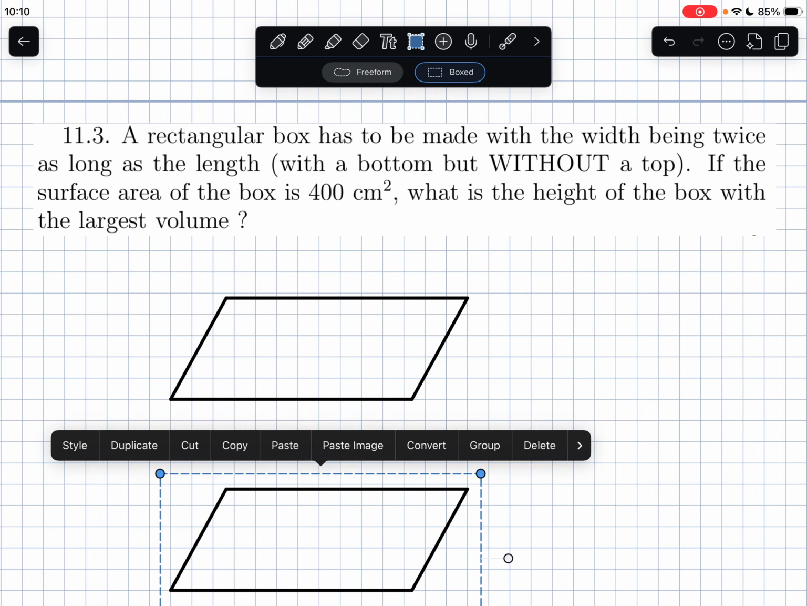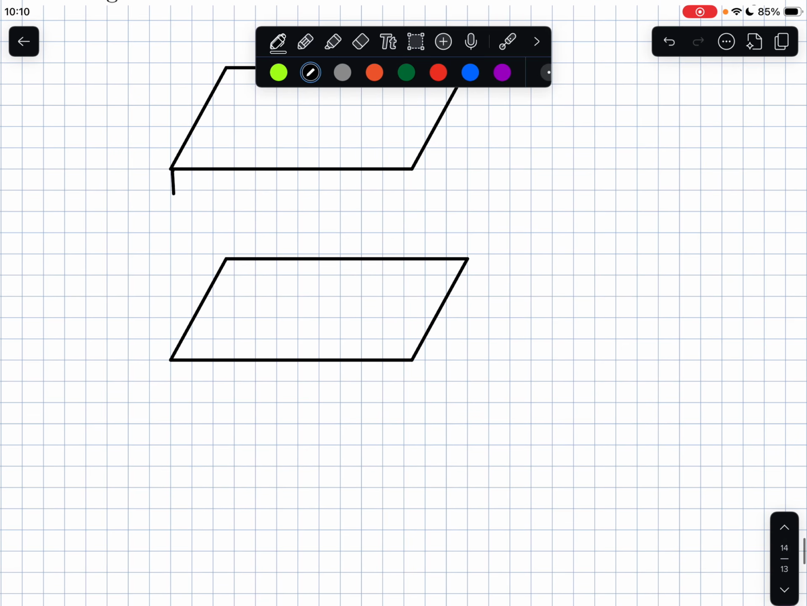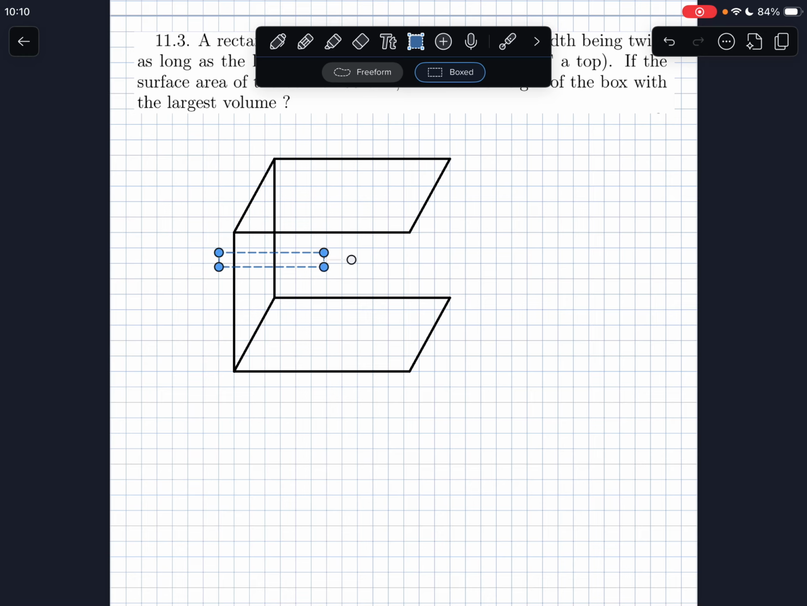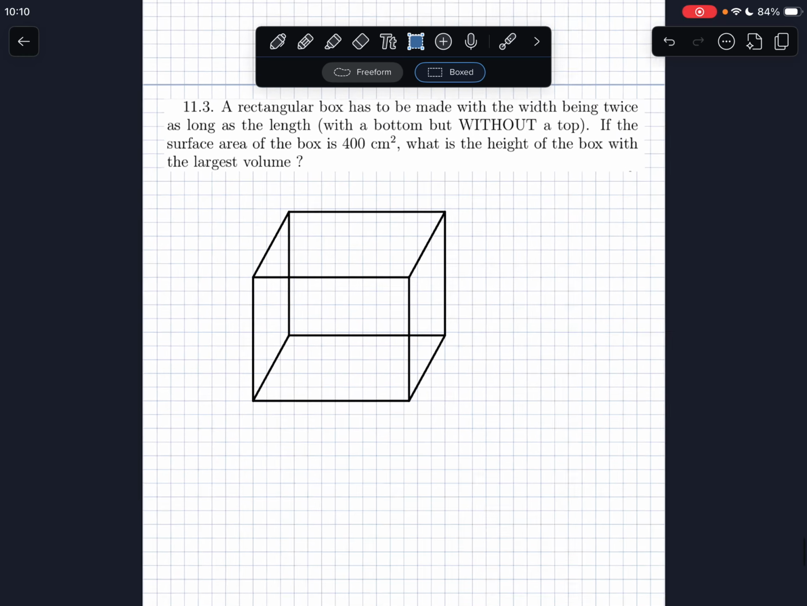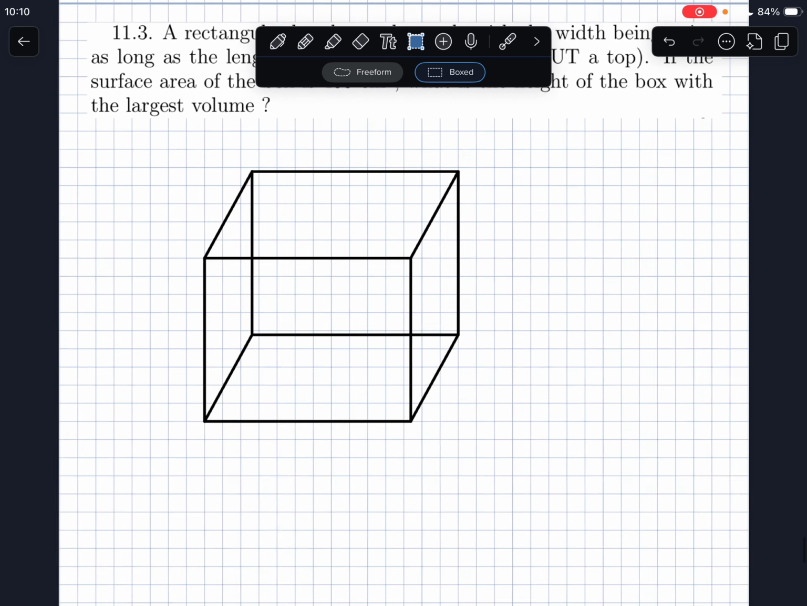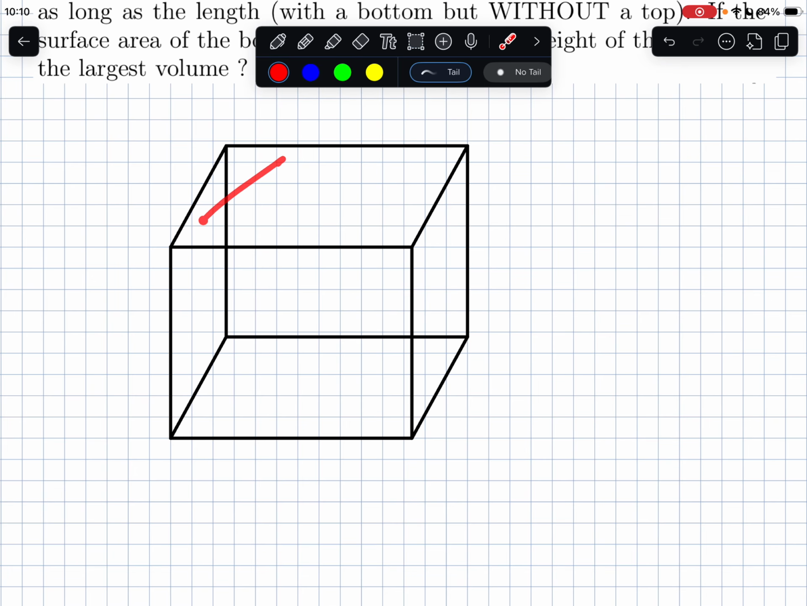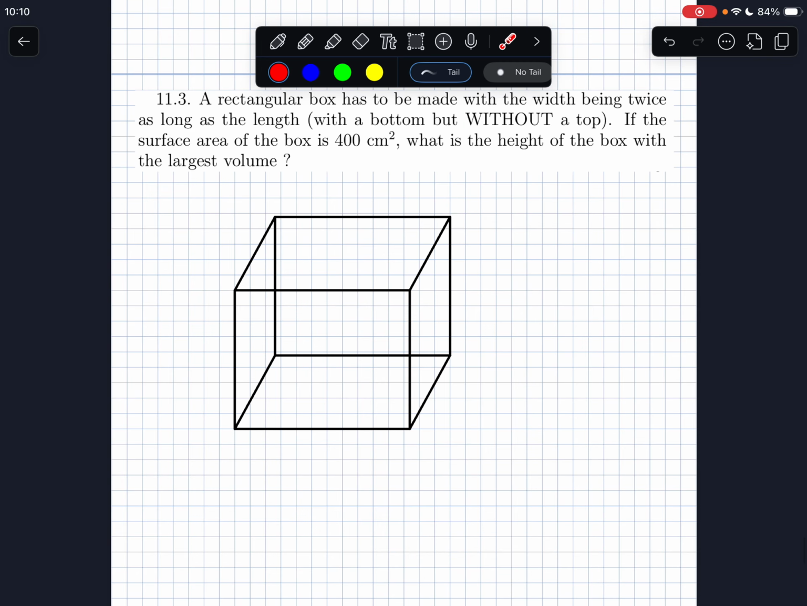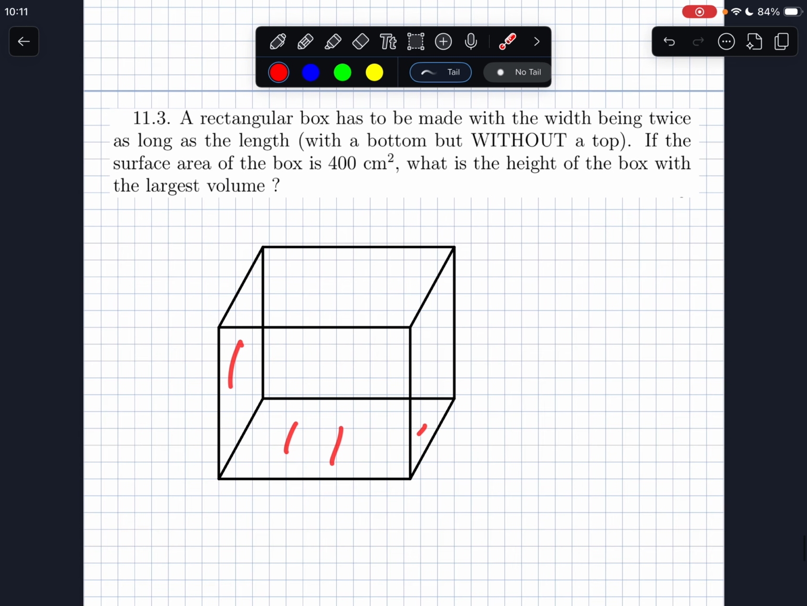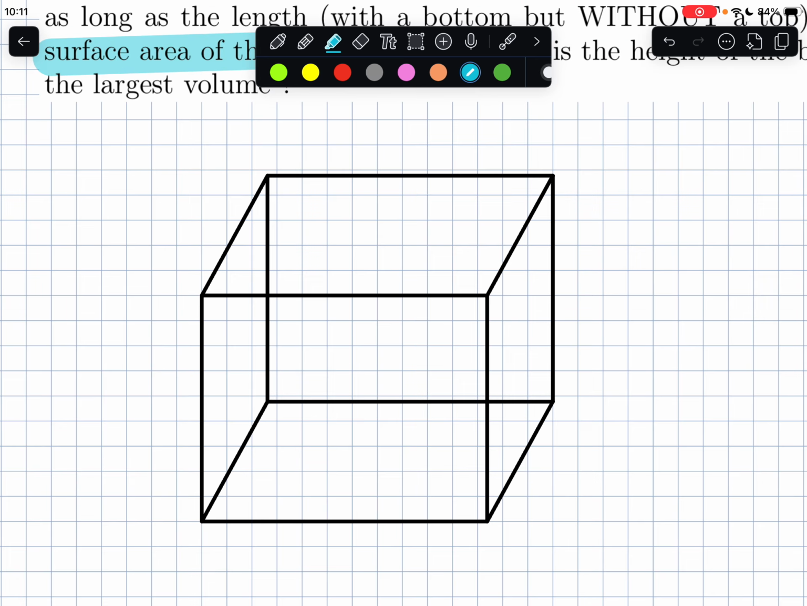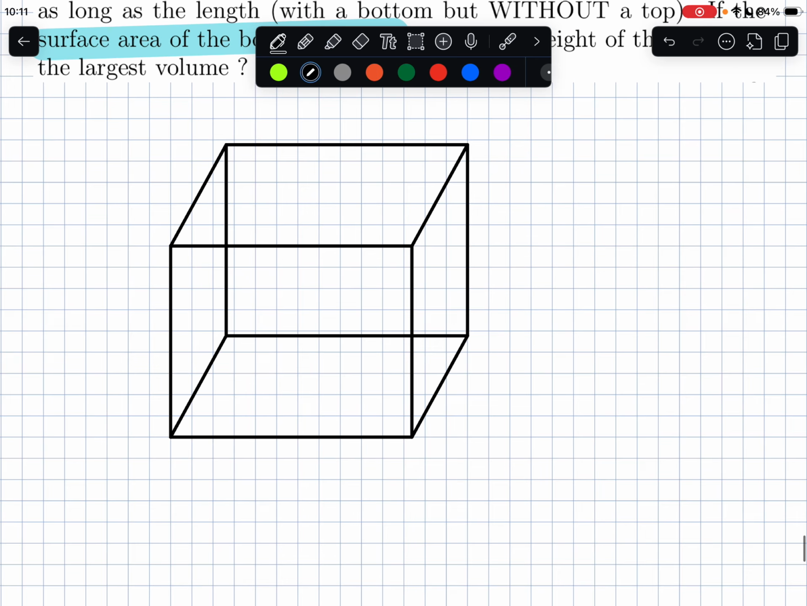So your box looks like this. Here's our box. We have a bottom but without the top, so we don't have this area here, but we do have the area of the other sides. They give us the surface area, 400 centimeters squared. So let me denote the length by, say, L.